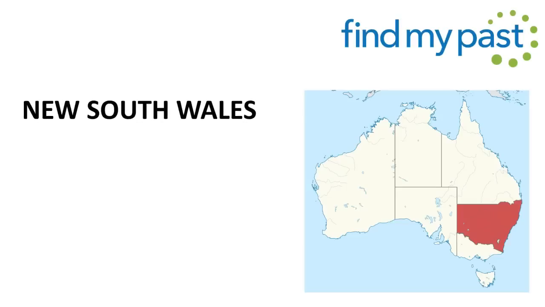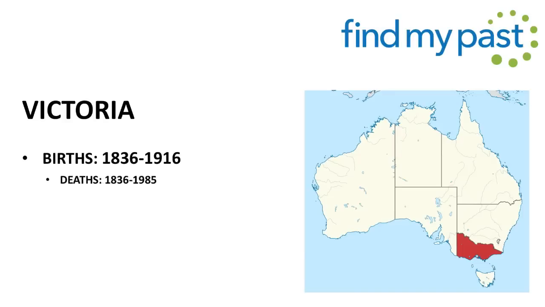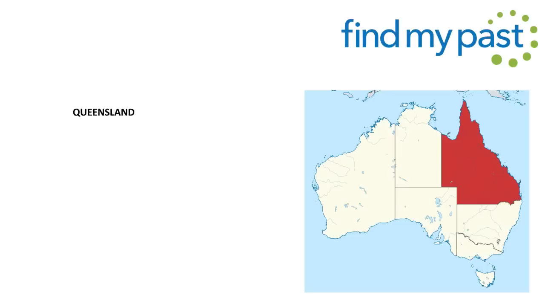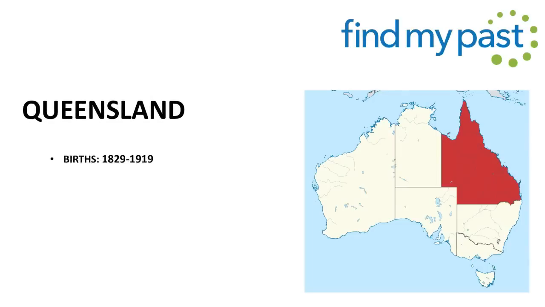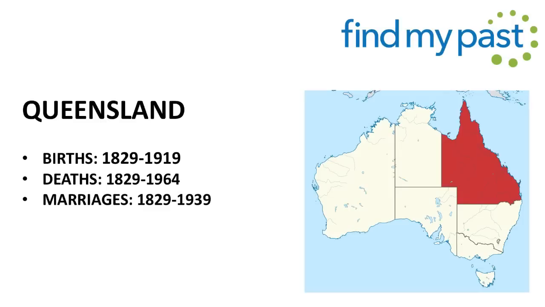New South Wales, births from 1788 through to 1914, deaths from 1788 through to 1945, and marriages from 1788 through to 1945. Victoria, births from 1836 through to 1916, deaths from 1836 through to 1985, and marriages from 1836 through to 1942. Queensland, births from 1829 through to 1919, deaths from 1829 through to 1964, and marriages from 1829 through to 1939.